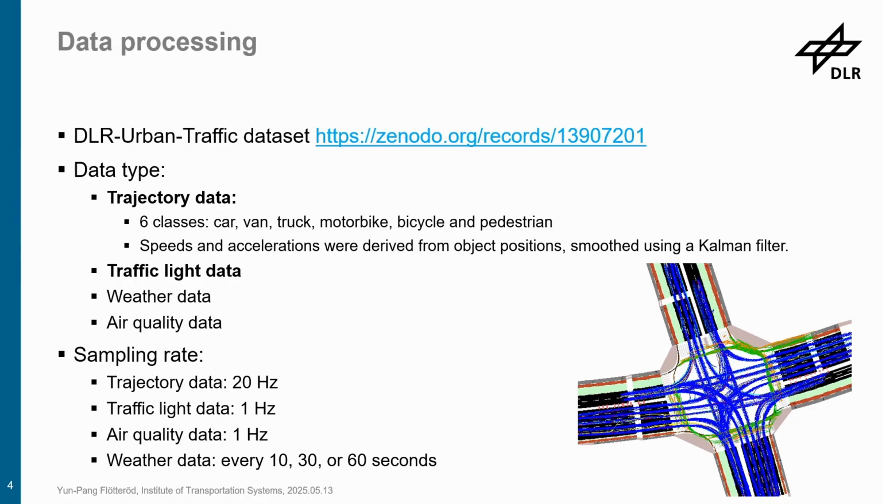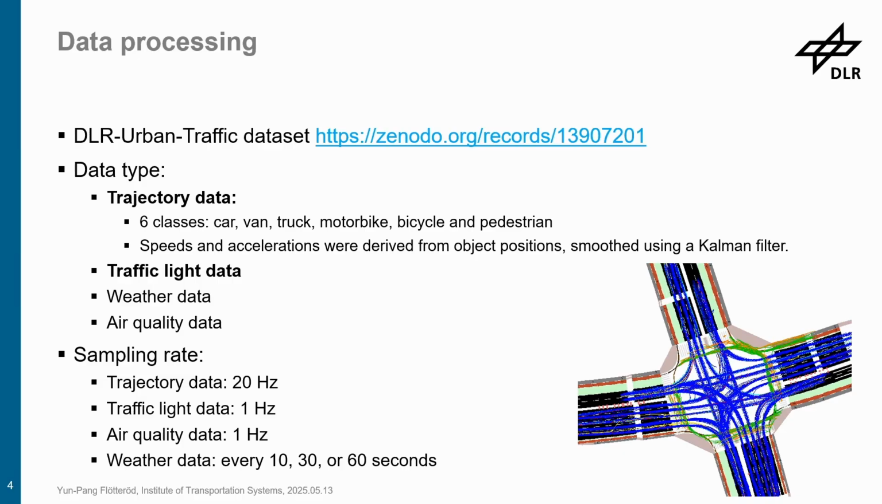And that is the nice thing, that we also have the trajectories of bicycles and pedestrians, because they do interact with vehicles at the intersections. So this data can make the simulation more accurate. That's what we hope. Speeds and accelerations were derived from object positions, and those were smoothed by Kalman filters. Otherwise, the data would have too much noise.